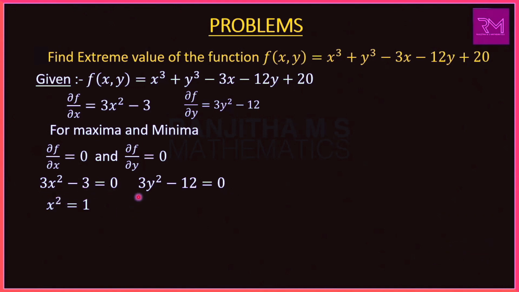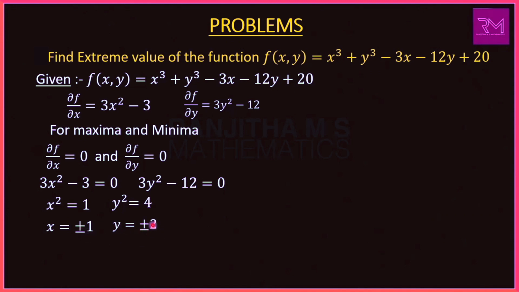Taking 3x square minus 3 equal to 0, if we take 3 to the right hand side and 3 goes to the denominator, we get x square as 1. Similarly, if we take 12 to the right hand side and 3 goes to the denominator, we get 12 divided by 3, hence y square is 4. Taking the square root, we get x equal to plus or minus 1, and similarly y equal to plus or minus 2.